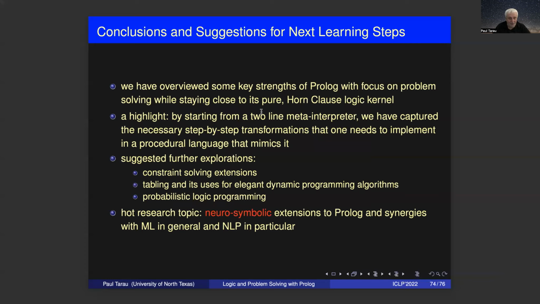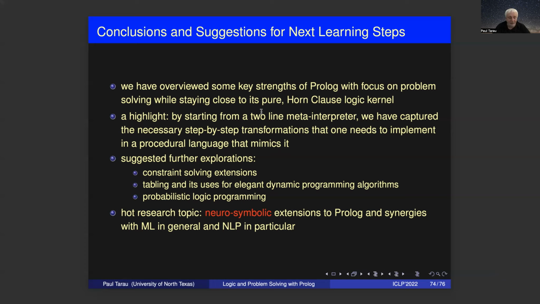All right, our conclusions now. We have shown you some of the strengths of Prolog with focus on problem solving, including some harder ones, but we stayed with the whole clause logic kernel. As a highlight, we started with a two-line meta-interpreter, and we captured the necessary step-by-step transformation that one needs to implement Prolog in a procedural language that mimics this meta-interpreter. And we showed you some snippets in Python, and there is actually a complete implementation in Python that covers it.